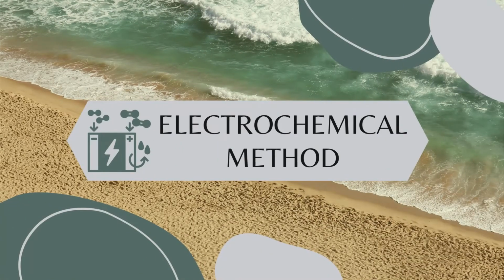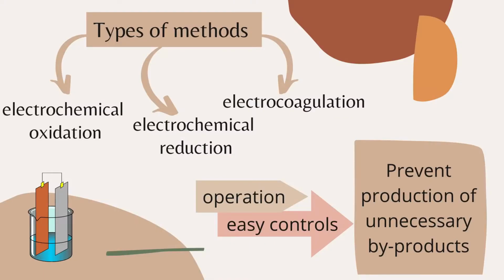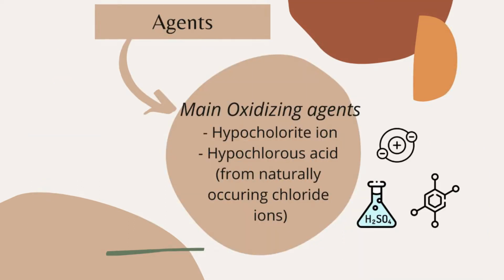Now we will discuss the electrochemical method for color removal from industrial wastewater. The types of methods are electrochemical oxidation, electrochemical reduction, electrocoagulation, and so on. In operation, the controls are easy as electrochemical reactors are compact, and this can prevent production of unnecessary byproducts. The two main oxidizing agents in this method are hypochlorite ion and hypochlorous acid.